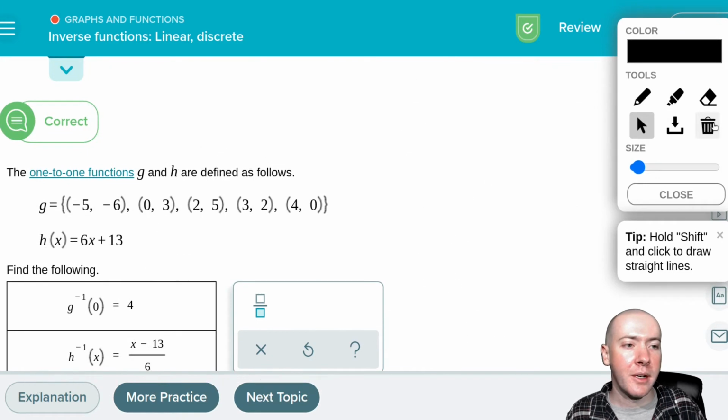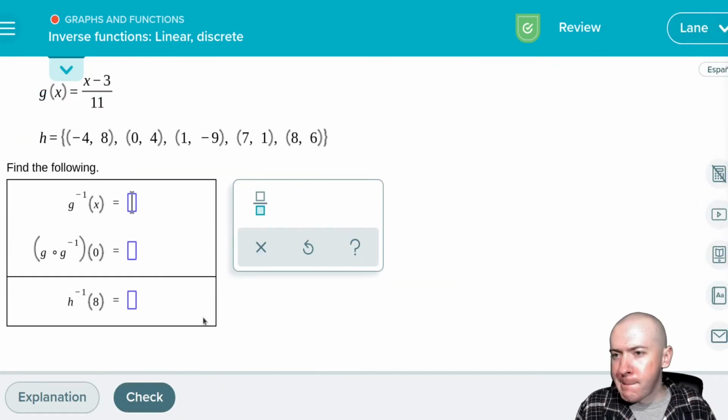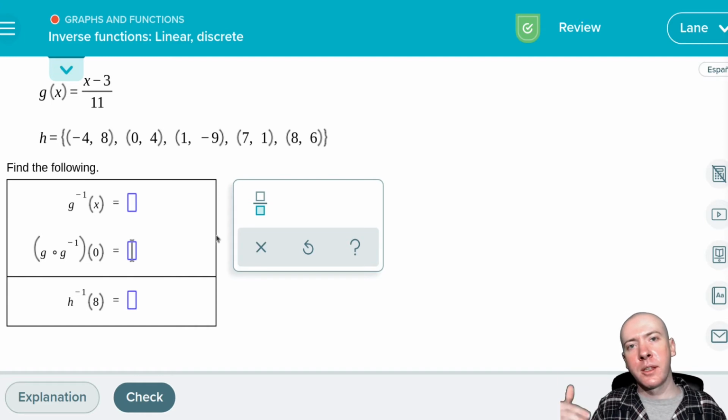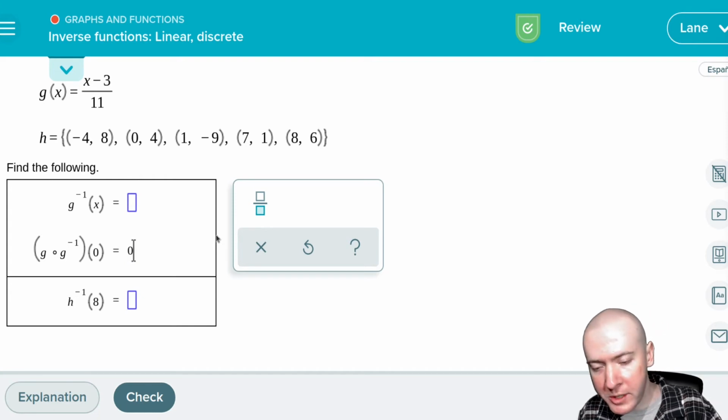Okay, it says we got it correct. Good deal. Let's do another problem. Let's start right here with this second one. This is kind of like the last problem part that we did in the previous example. It's going to be 0.